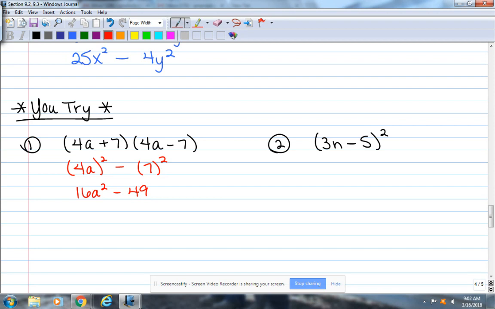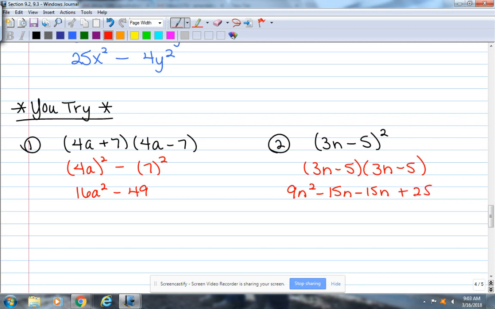Very good. How do you have to do number two? So that means how do you set it up? 3n minus 5 times itself. So you have 3n minus 5 times 3n minus 5. So what's 3n times 3n? What's 3n times negative 5? And what's negative 5 times 3n? And negative 5 times negative 5.